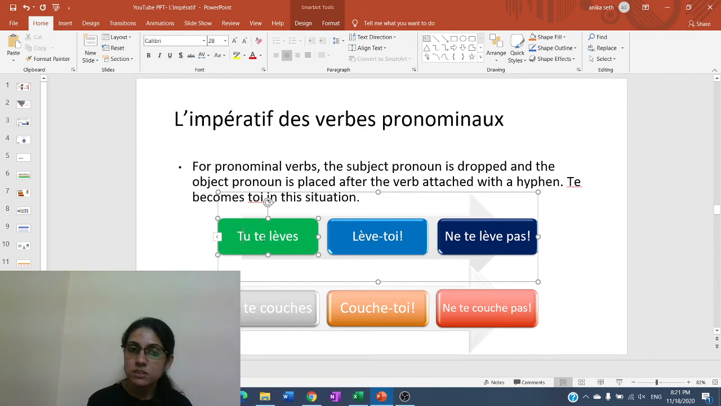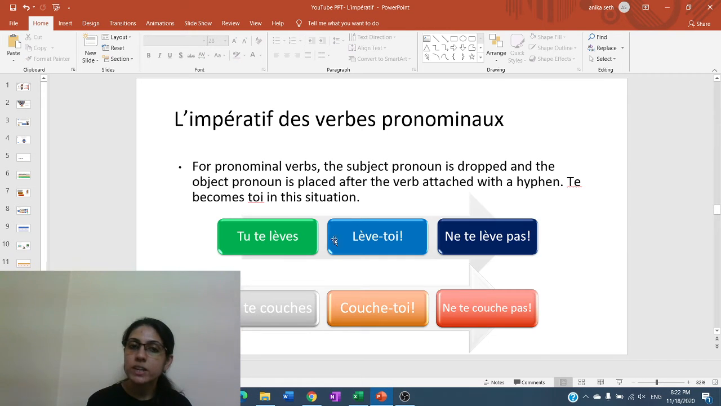The te becomes toi in this situation, which comes after the verb. So this is lève-toi, hyphen in between, followed by an exclamation mark. Right? Lève-toi, hyphen in between, the te becomes toi, and an exclamation mark at the end. The negative form of this verb will be the same now, the te will again be placed before the verb only.